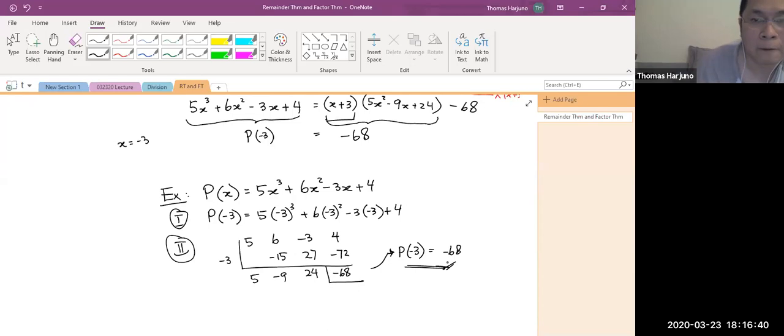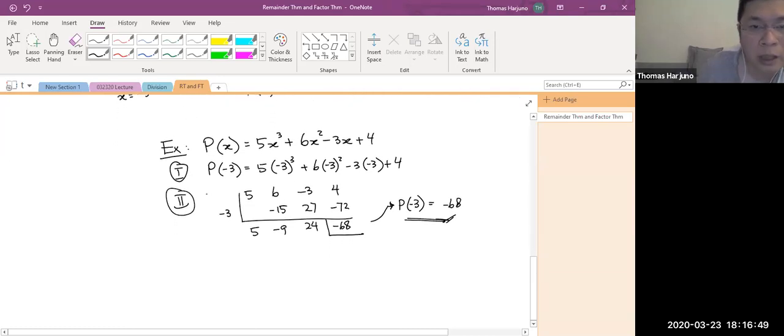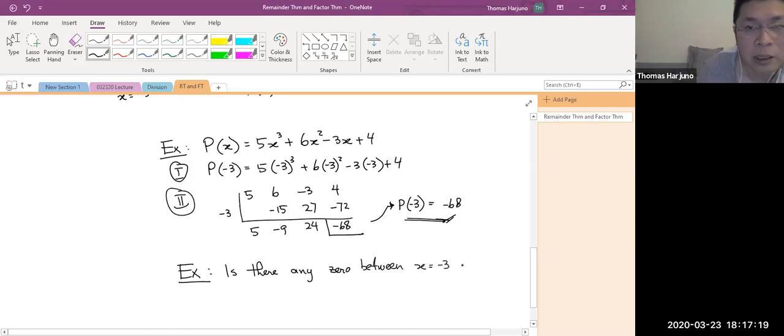Is it okay? And actually, let me say more. If I try to relate this to other information that we learned earlier, I can ask the following. Let's say, continue from the previous example. Is there any zero between x equals negative 3 and x equals 1 for P of x equals 5x cubed plus 6x squared minus 3x plus 4?